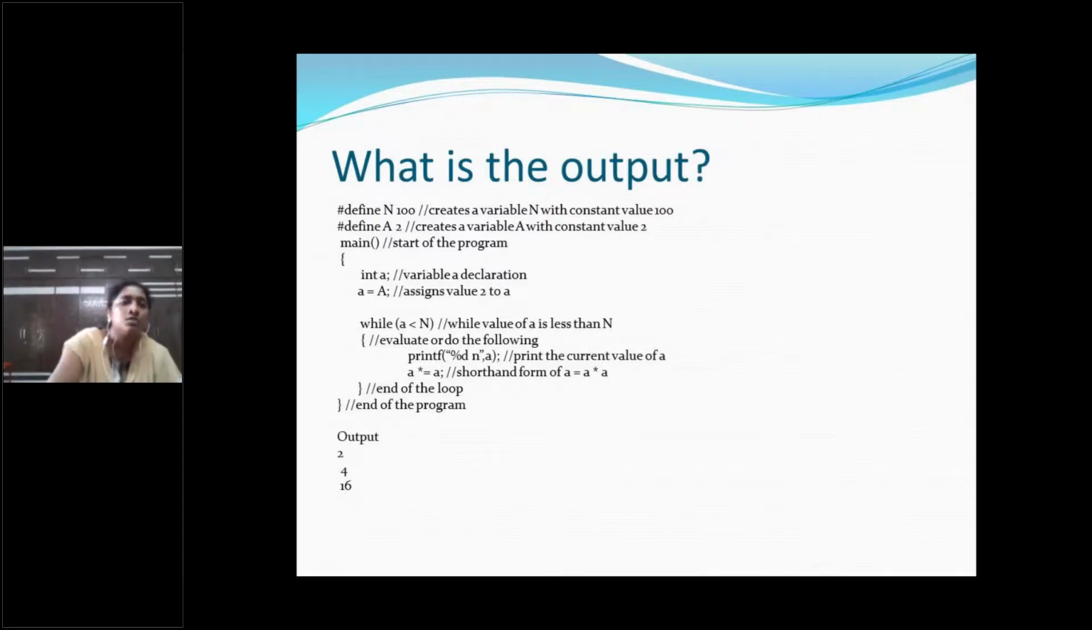So what is the operation here? We'll print the value of a, which is 2, first, and then a = a * a, which means 2 * 2. So the answer will be 4, and first the output 2 will be printed. So 2, 4, and then it becomes double, so 16. So this is how the output of this expression will be.